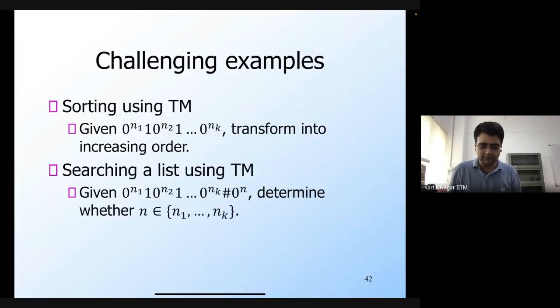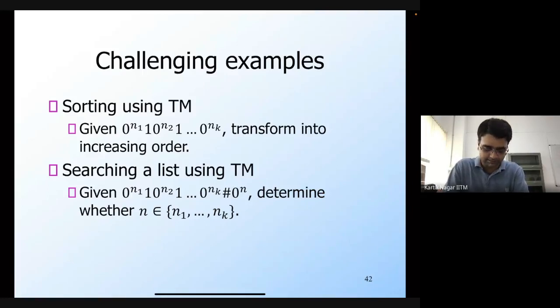And similarly, you can also design a Turing machine for searching. In the case of searching, we have a list from n1 to nk, and then we have a specific number n, and we want to find out whether or not n belongs to this list.